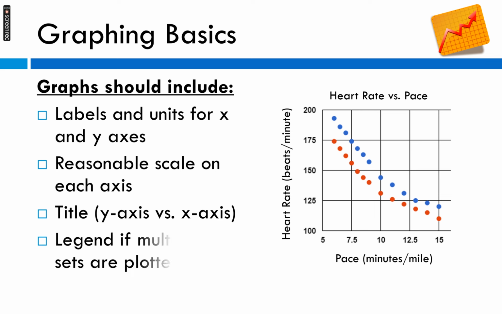And finally, if you've got multiple sets of data on the same graph, you really should provide some sort of legend. So here I've got heart rate A and heart rate B. Perhaps that corresponds to two different test subjects, or maybe the same test subject before and after training. Surely there'd be more information in a lab report.